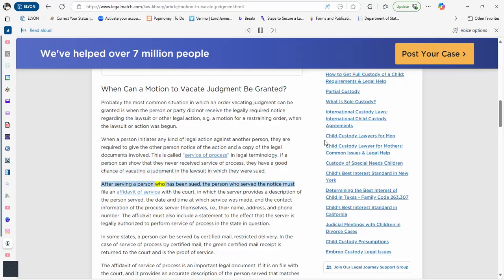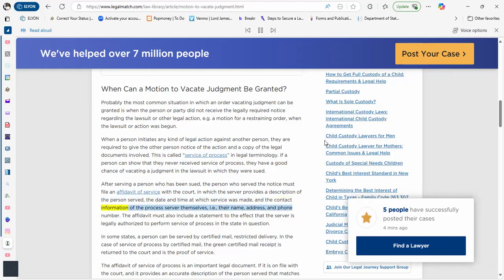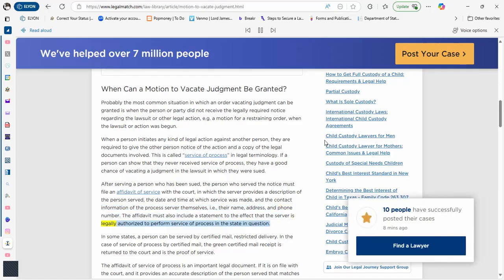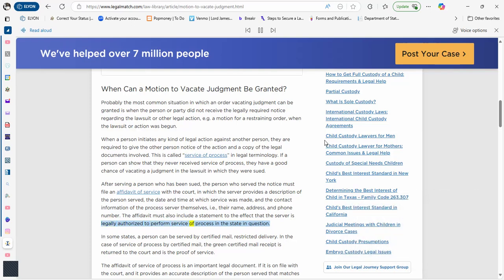After serving a person who has been sued, the person who served the notice must file an affidavit of service with the court, in which the server provides a description of the person served, the date and time at which service was made, and the contact information of the process server themselves, i.e., their name, address, and phone number. The affidavit must also include a statement to the effect that the server is legally authorized to perform service of process in the state in question.